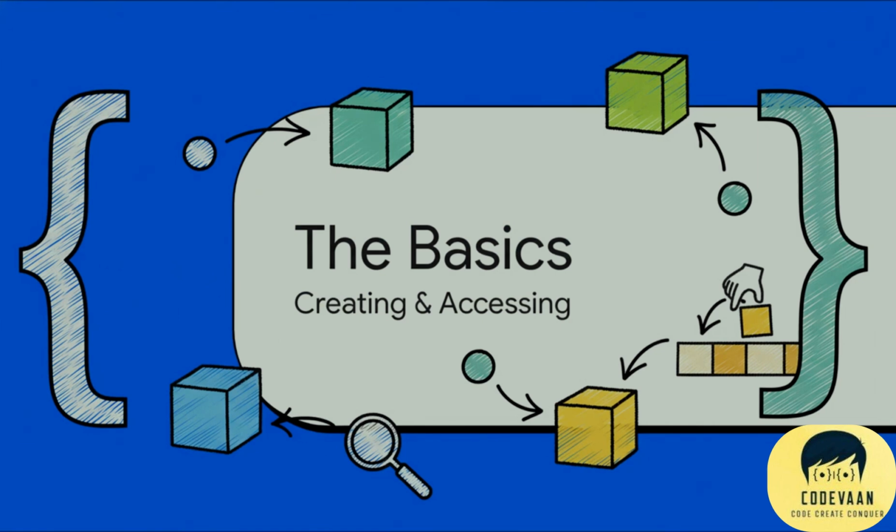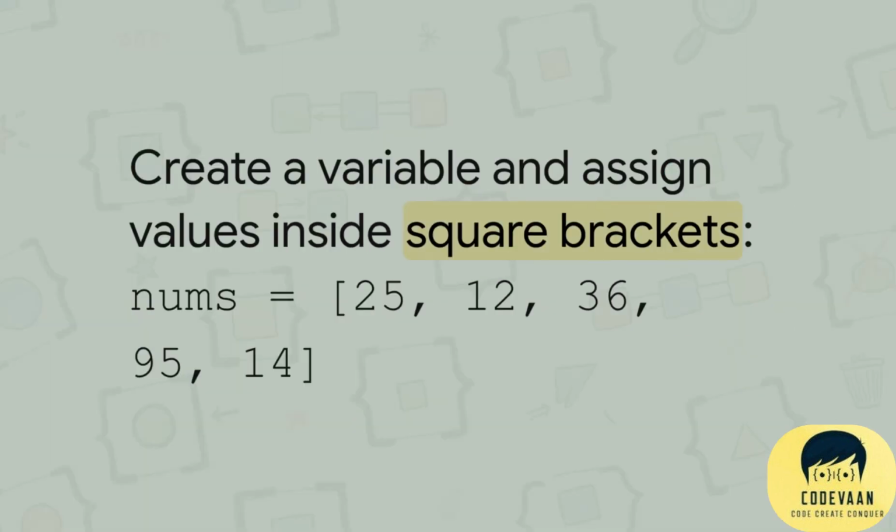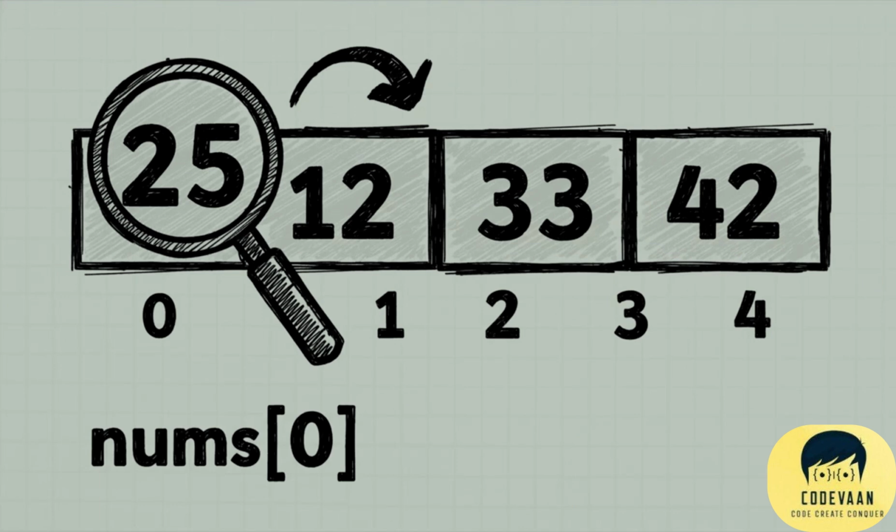Okay, theory's great, but let's get practical. First up, we're going to tackle the absolute basics. How do you even make one of these things? And then once you've got stuff in it, how do you get it back out? Honestly, it's as simple as this. You just make a variable, we'll call ours nums, and then you assign it a bunch of values inside those square brackets, with commas in between, and boom, just like that, you've got yourself a list with 5 different numbers in it. Easy.